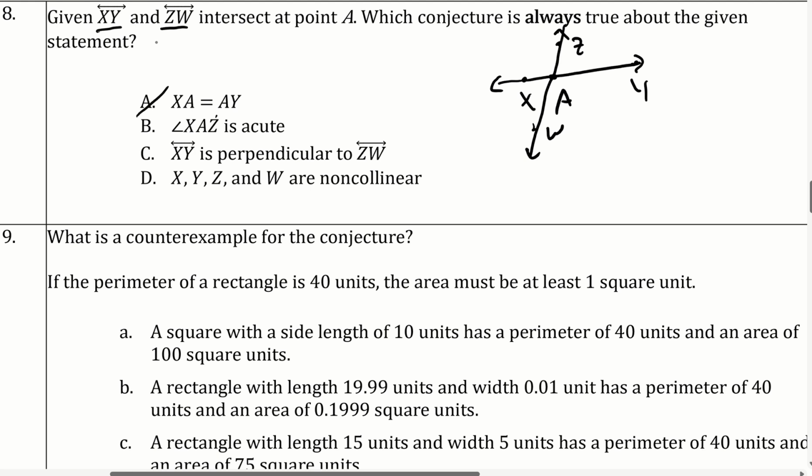Angle XAZ is acute. In this example, it's not acute, it's obtuse, right? This is an example. It doesn't have to be a right angle or an acute angle. It could be obtuse or whatever. So it can't be that one. XY is perpendicular means it crosses at 90 degrees. Is that necessarily true? Well, no. In this picture, it's not true that it's a 90-degree angle. So it cannot be C either. X, Y, Z, and W are non-collinear. X, Y, Z, and W, yes, they're non-collinear. They're not on the same line. So this has got to be true. This is always true for this statement.